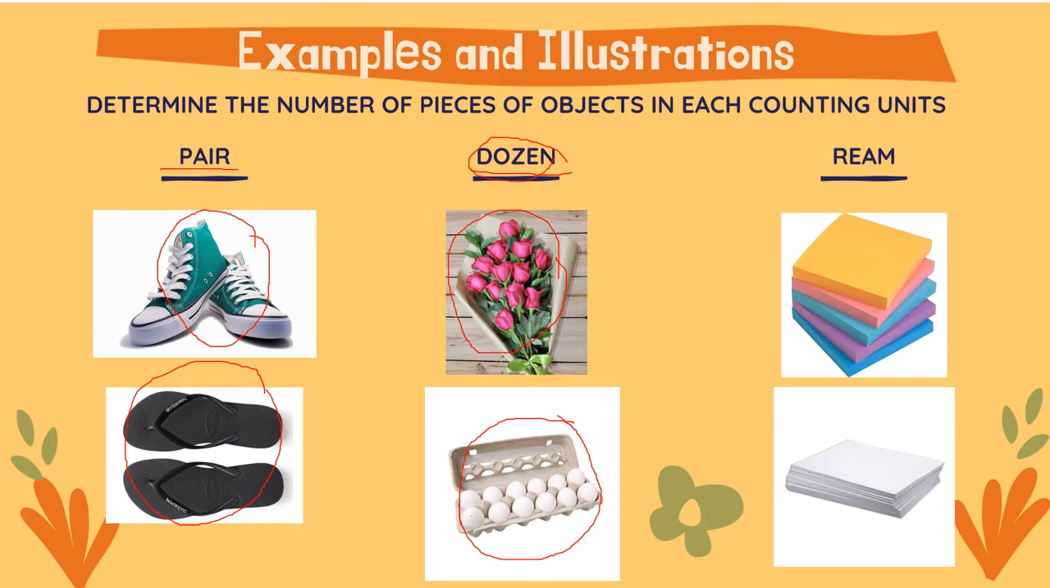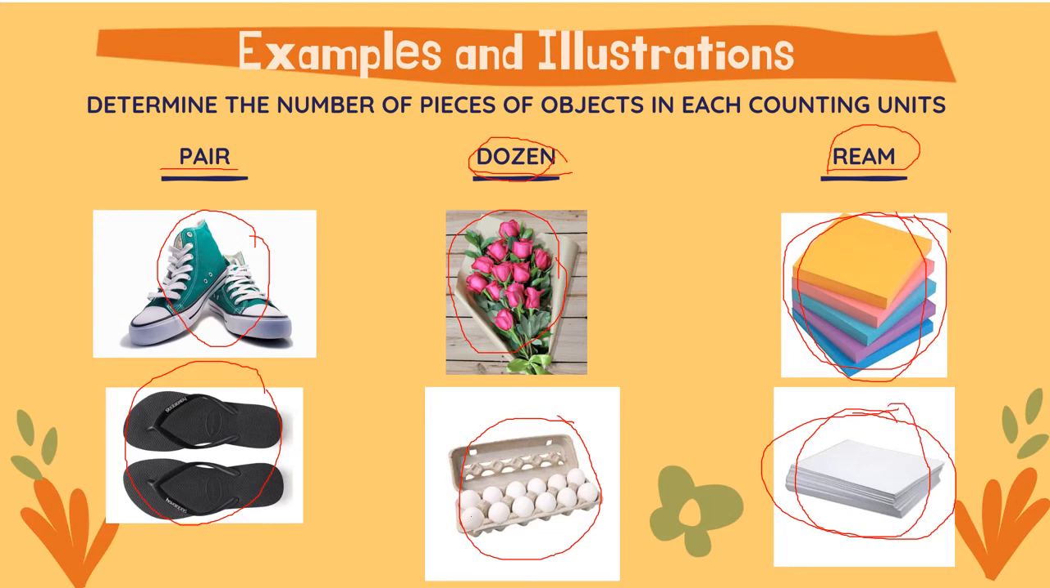12 pieces. Ream. What about ream? How many number of pieces are there? Can you count them? Oh, that's difficult to count. But a ream has 500 pieces. So if you have this sticky notes that is equal to 1 ream, then you will surely find that there are 500 pieces of sticky notes. If you order in the National Bookstore or any school supply store 1 ream of bond paper, then you will find that there are 500 pieces of bond paper.